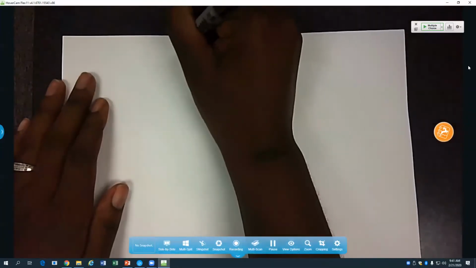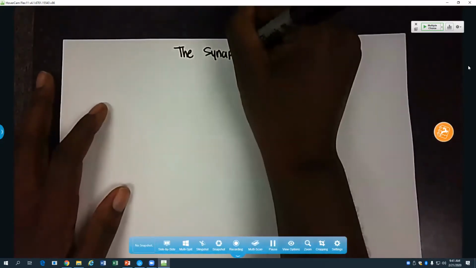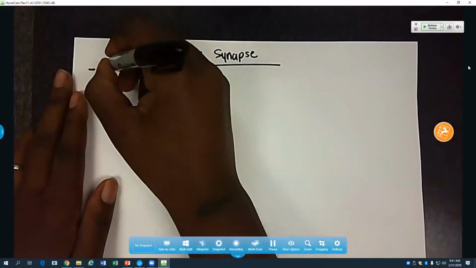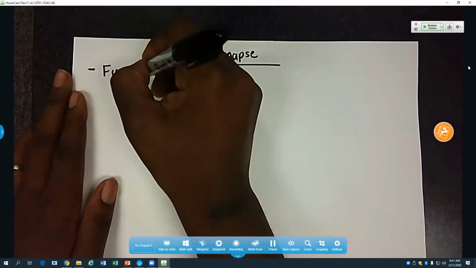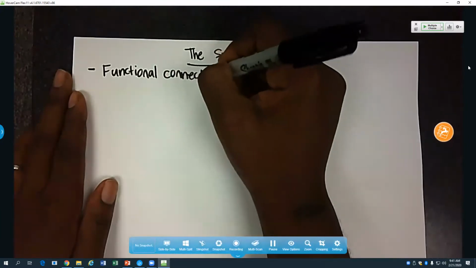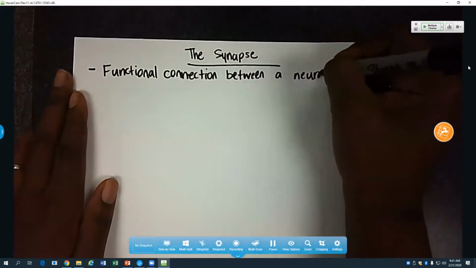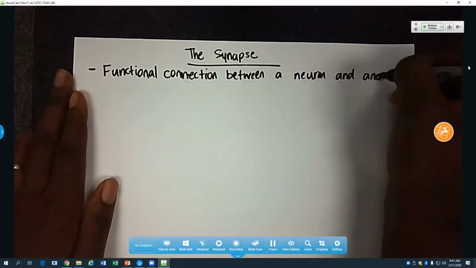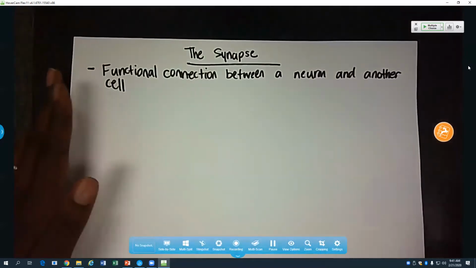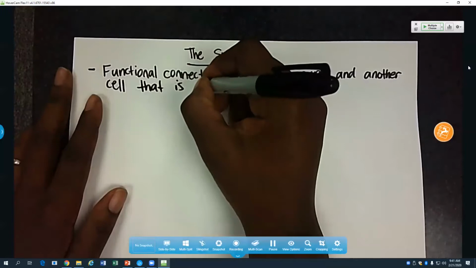So speaking about the synapse, this is basically an area of connection. You can describe it as a functional connection or communication between a neuron and another cell. Another cell that it is signaling specifically.